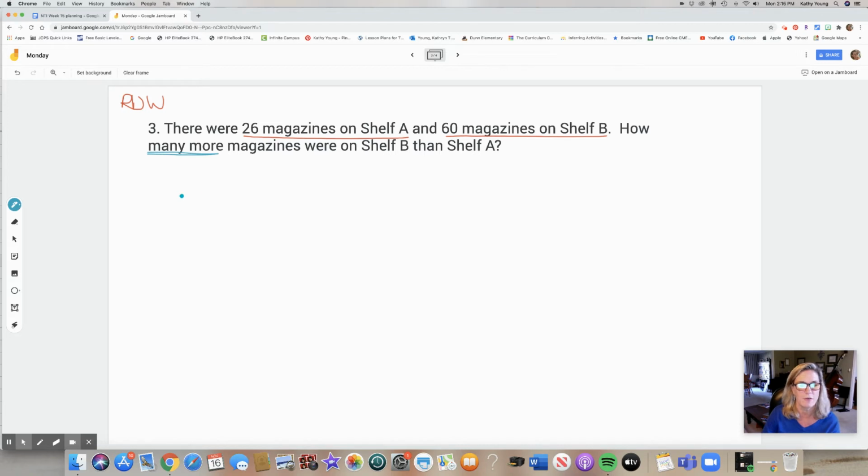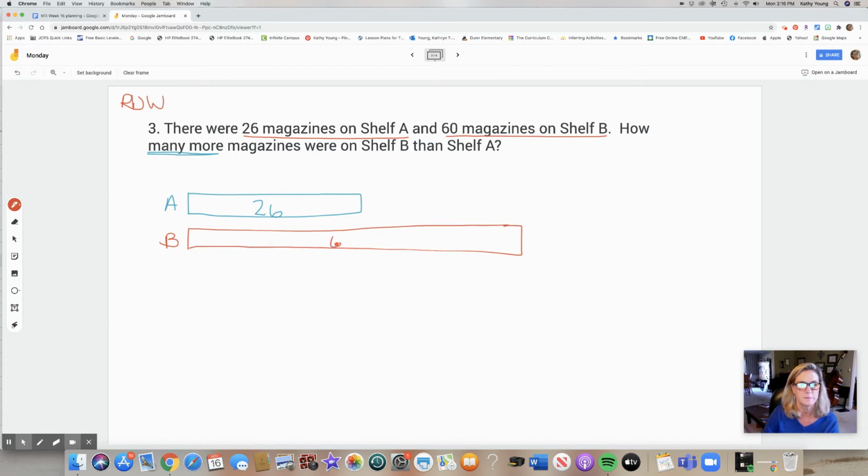So I'm going to make 2 different bars on this one. So we've got shelf A has 26. Shelf B has 60. What we are finding out is this right here, what the difference is. What would we have to add to 26 to get to 60? Or I could do 60 minus 26.